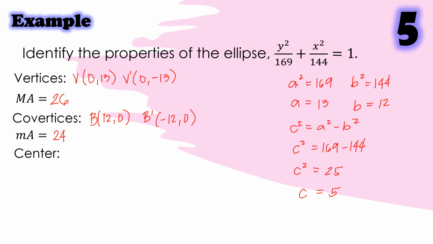The center is at the origin, and since c is equal to 5, the foci will be at points F, 0, 5, and F prime, 0, negative 5.